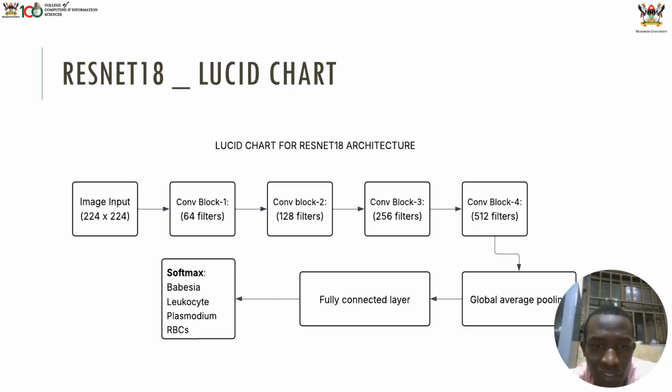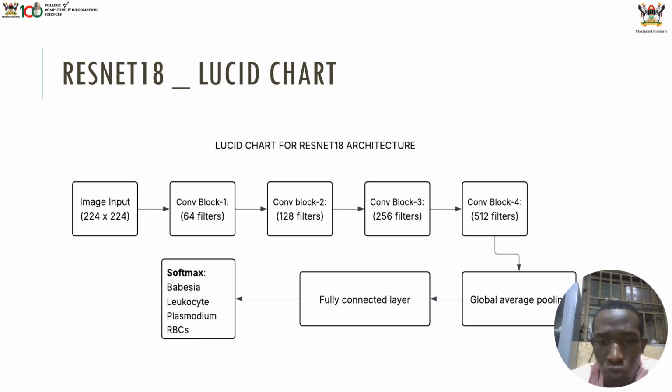Then when you go to our first layer, which is the conv block, which is composed of 64 filters. These filters in the first layer detect the basic features such as the edges, the lines, and also simple textures. And this is where the model starts learning the visual patterns.